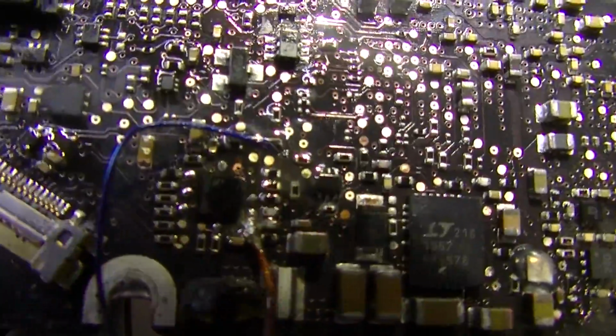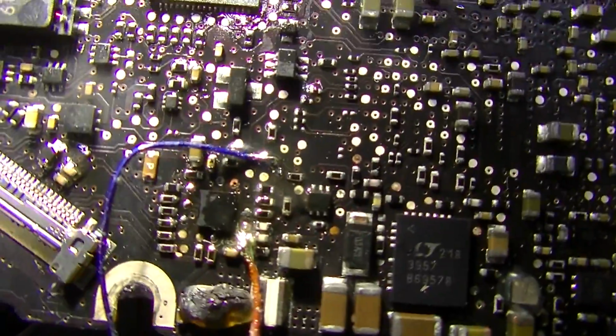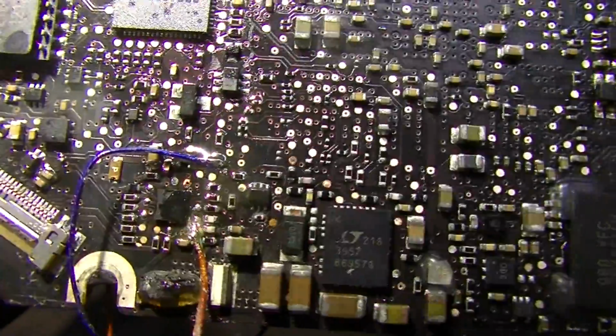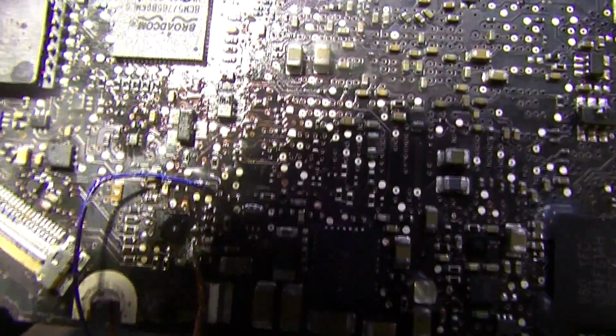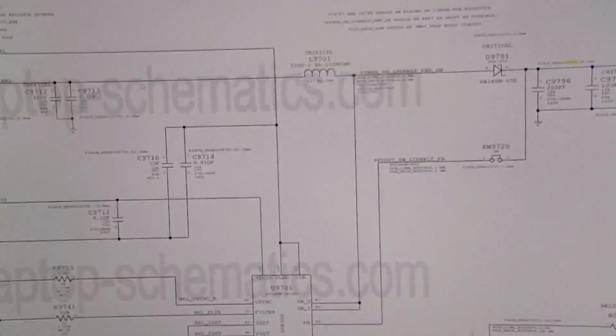But yeah, you can get the gooseneck light up there. Yep, that is a mess. So we reattached the feedback trace and it still didn't work.